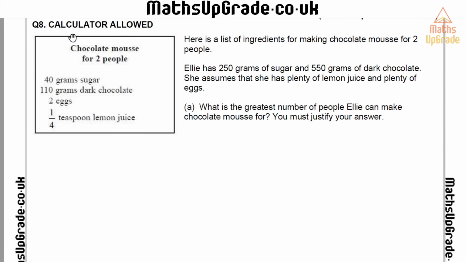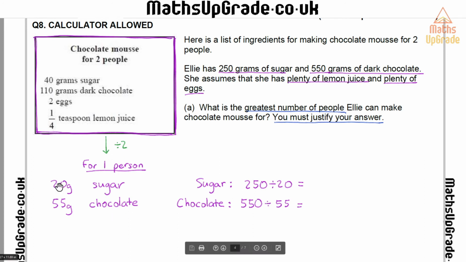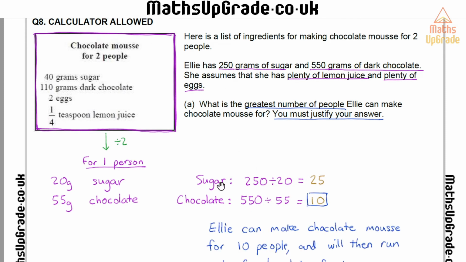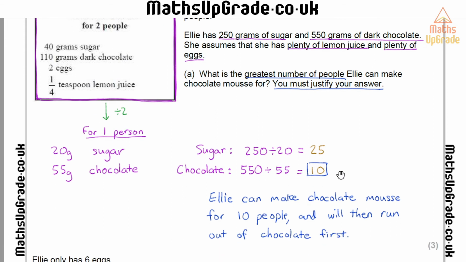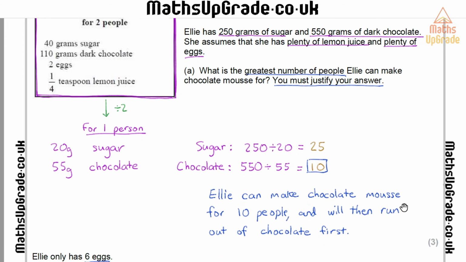So since this box gives us how much you need for 2 people, if I divide everything in here by 2, that'll tell me how much I need for 1 person. I'm not going to bother with the lemon juice and eggs since we're told she's got plenty of those. Now, if I divide the amount she's got in stock by the amount she needs for 1 person, that'll tell me how many people she can make that recipe for. So she's got enough sugar therefore for 25 people, and she's got enough chocolate for 10 people. Since she'll run out of chocolate first, she can therefore make chocolate mousse for 10 people. That's 3 marks for that question.